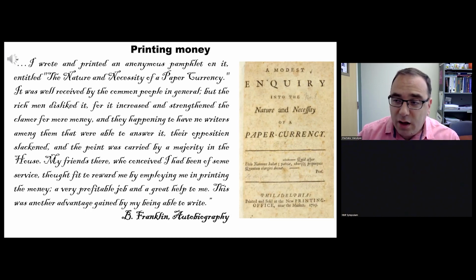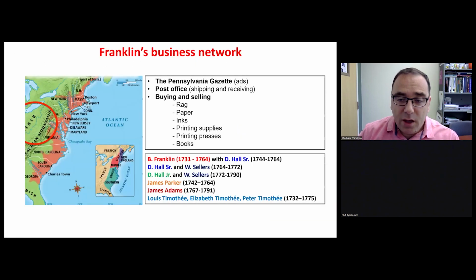And he got one of the first very generous and lucrative contracts printing this money. But over time, Franklin became a very interesting person in colonial times. He created a network of printers to work for him, with him. And you can see a list here of these printers in different colonies.